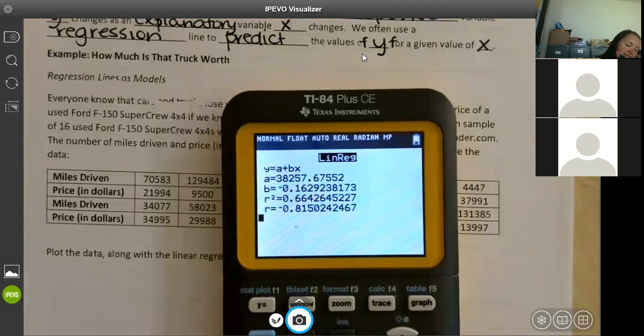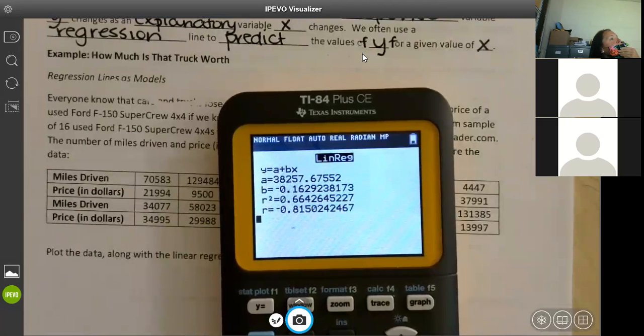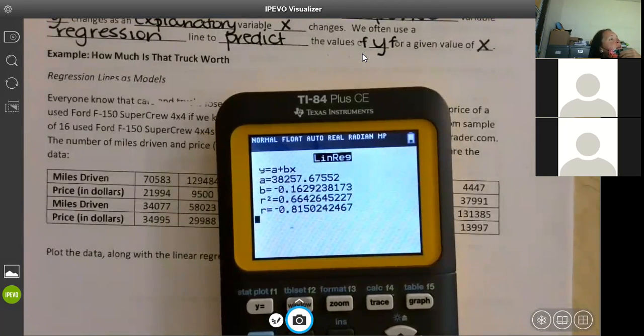So it says plot the data. If we wanted to do that, how do we plot it? I'm not gonna do it, but how do we do it? How do you turn this stat one? Go to mode and down to stat diagnostics and turn it on.